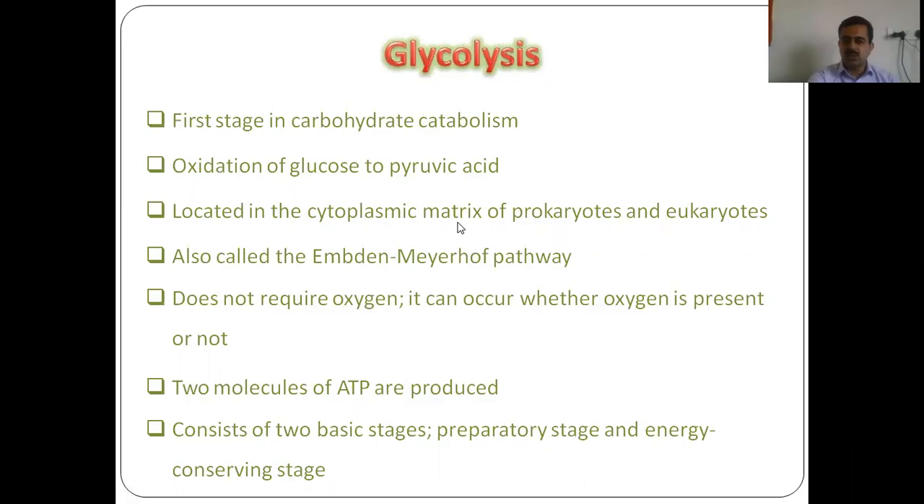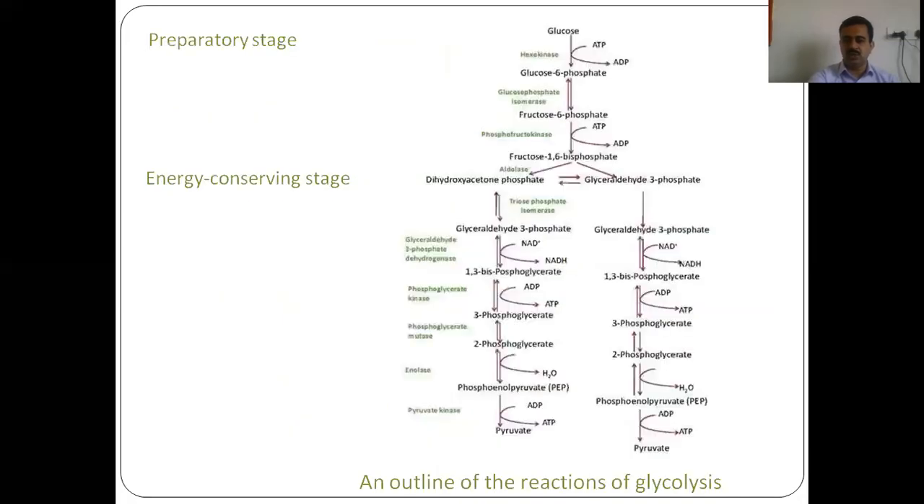It is located in the cytoplasmic matrix of prokaryotes and eukaryotes. It is also called the Embden-Meyerhof pathway. It does not require oxygen. It occurs whether oxygen is present or not. So this pathway of glycolysis doesn't depend upon oxygen; it can happen in non-oxygenic as well as oxygenic phases. Two molecules of ATP are produced, and it consists of two basic stages: one is the preparatory stage, another is the energy conversion stage.